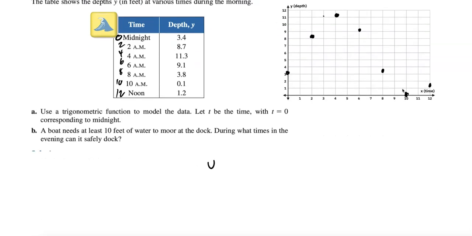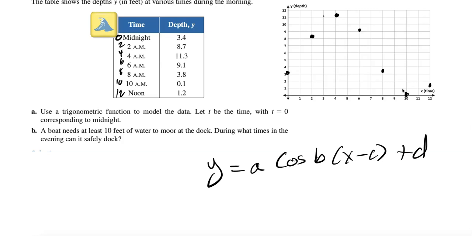So if we're doing a cosine graph, it looks like this: y equals cosine(bx minus c) plus d. That's our basic cosine graph, right? We're going to have to find all these things: the amplitude, the period, the phase shift, and the middle. And I always start at the middle.